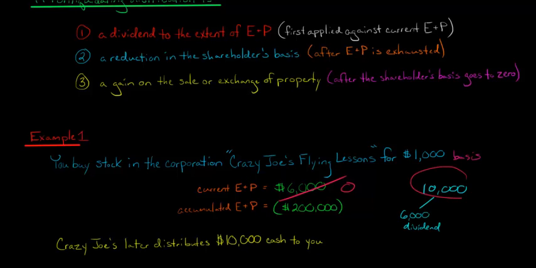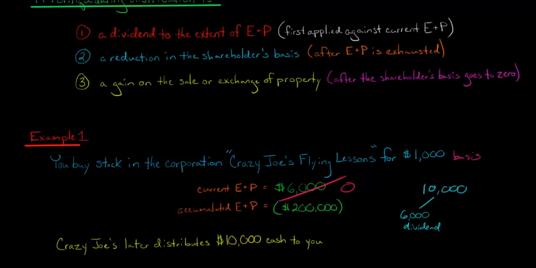Now we still have 4,000 left of that 10,000 that we haven't accounted for. Now we look to accumulated EMP, and that's negative. And remember, this is an important point: a distribution, a dividend, cannot make EMP negative or more negative. So it's not like this remaining 4,000 is going to make it negative 204,000. It does not work like that. You're not going to have any more dividends, so it's just going to be 6,000. So what about the remaining 4,000?